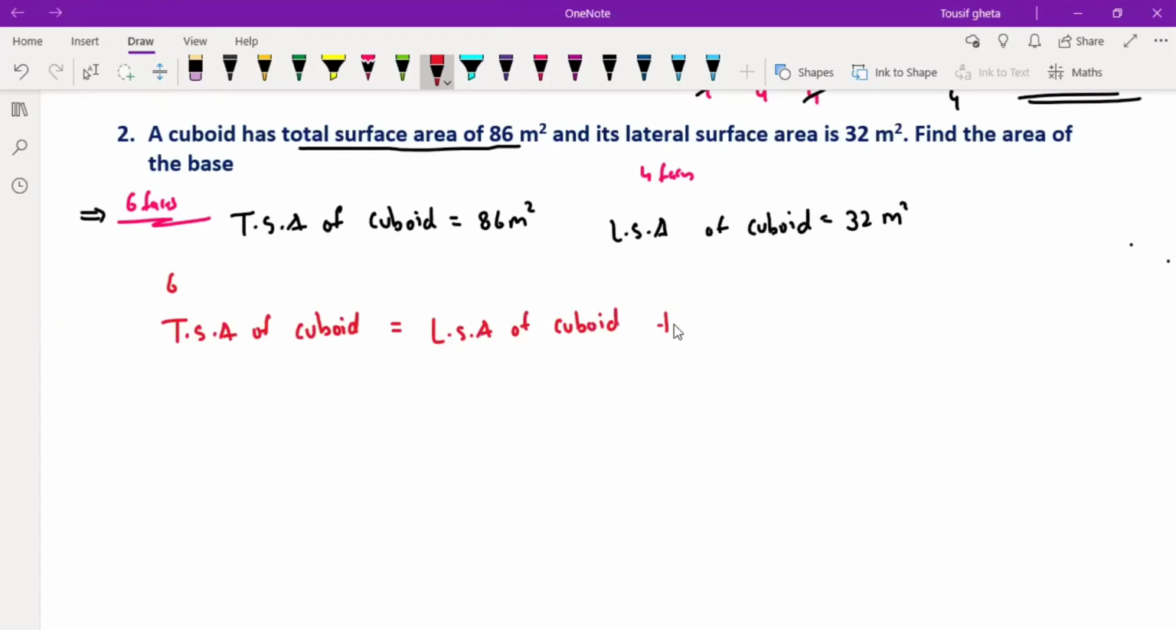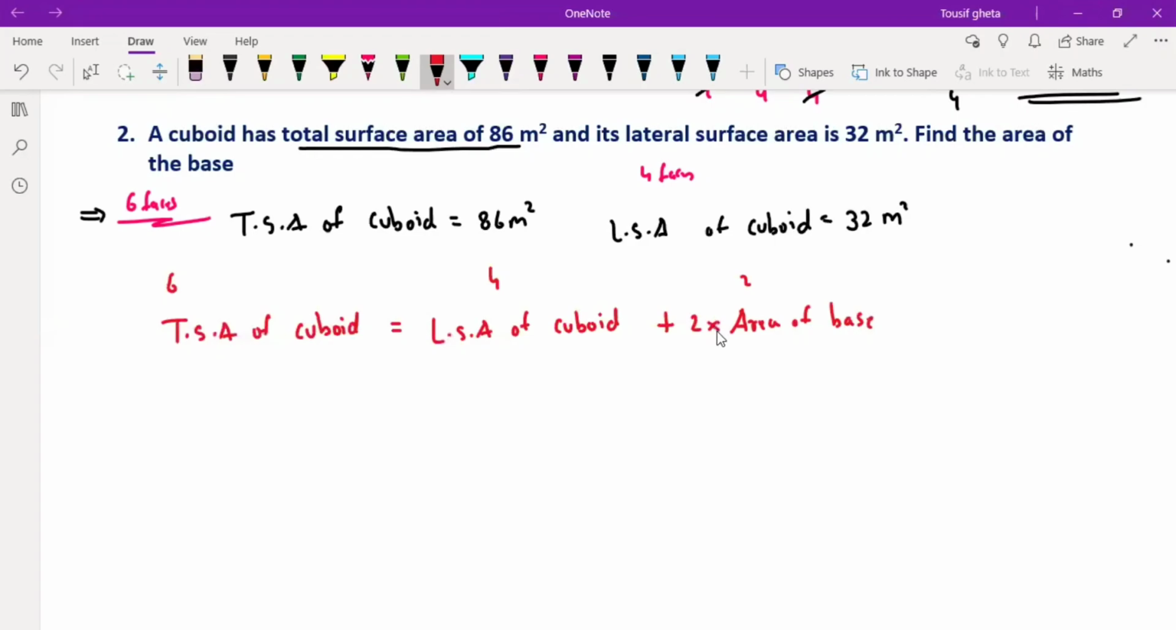cuboid. This is a formula to find out 4 walls, right? 4 faces, or 4 walls, you say. Now 2 walls are remaining, right? Which are those 2 walls? One is the area of the base and one is the area of the top. And both the areas, that is of the top and the base, will be the same. Right? So I am going to write just the area of the base and multiply it by 2.